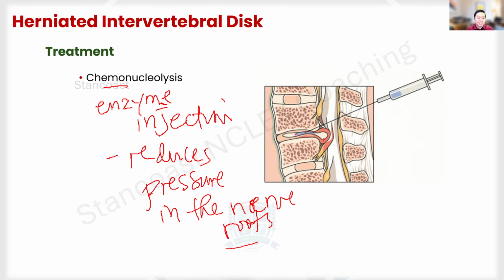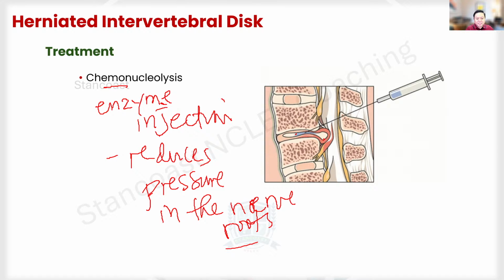Okay. Now, if you're going to ask, what is that enzyme specifically? This is chymopapain. All right. So this is what they call a papaya enzyme product. This is going to really help in relieving the pressure by dissolving that herniated disc. And the patient will have a much shorter recovery time compared to the surgical procedure.